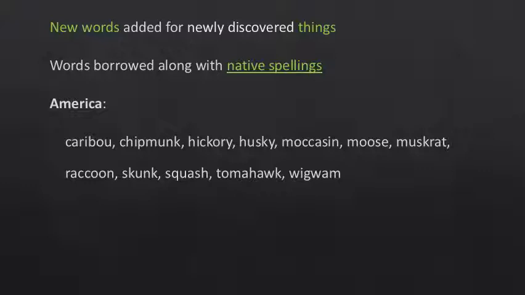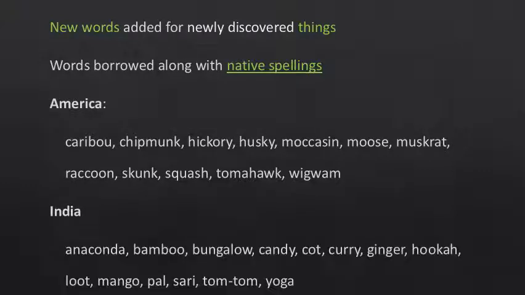Examples from India, also colonized by the British. The snake anaconda. Not much bamboo growing in England. Candy, isn't that nice? And of course, a nice curry, a hookah, which you smoke, the mango, tom-tom, yoga. New words, new pronunciations, and along with them, new attempts at spelling combinations.